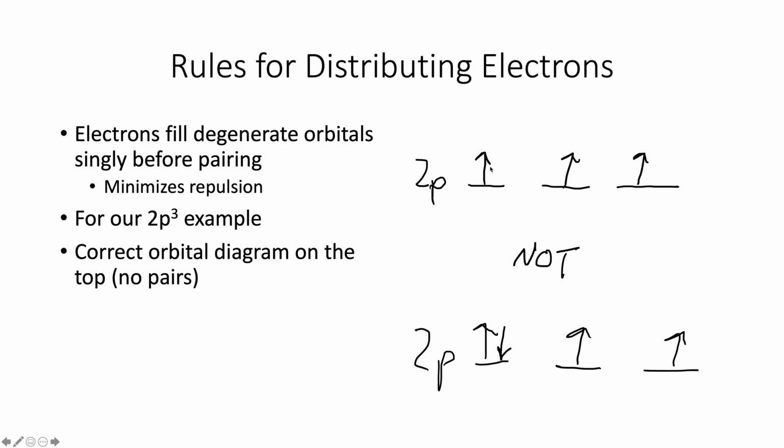So the arrow represents the electron. This is spinning one way. This is spin up, spin down, so 2 different spins. Actually, there's 1 extra arrow here. My bad. Anyway, we go 1, 1, 1, then we start pairing. We do not pair up and then go. All right, so for our 2p example, the top would be correct.